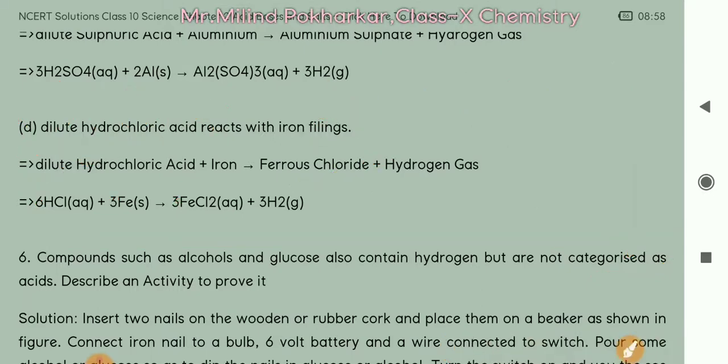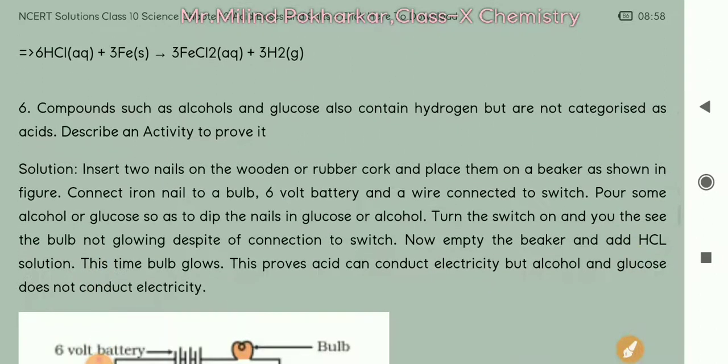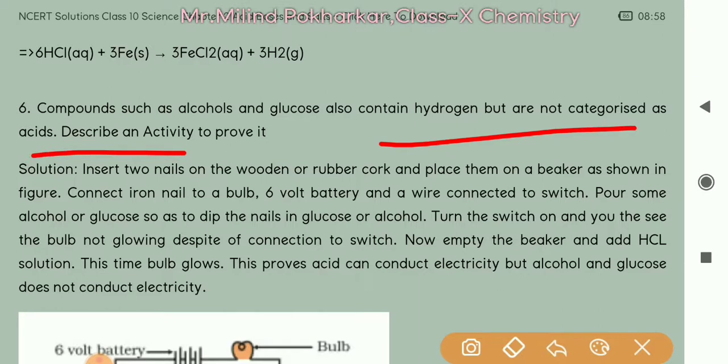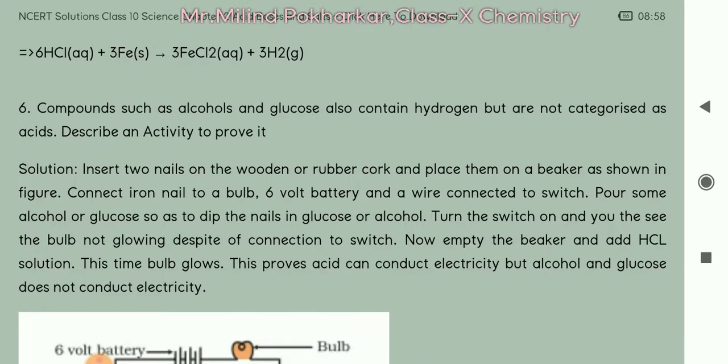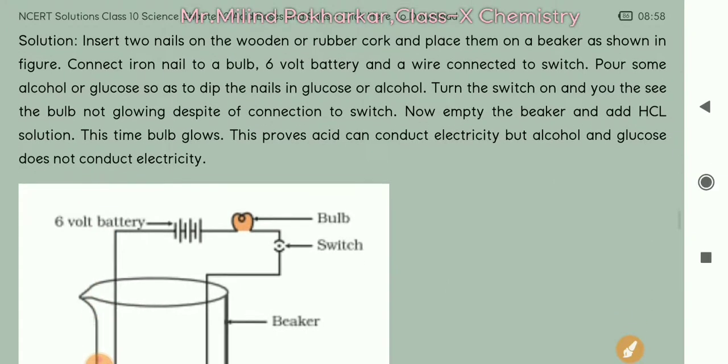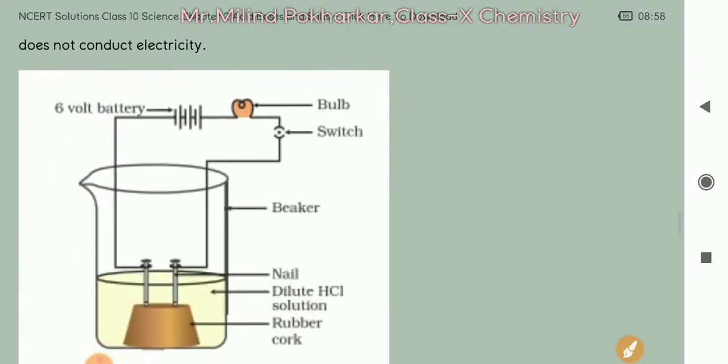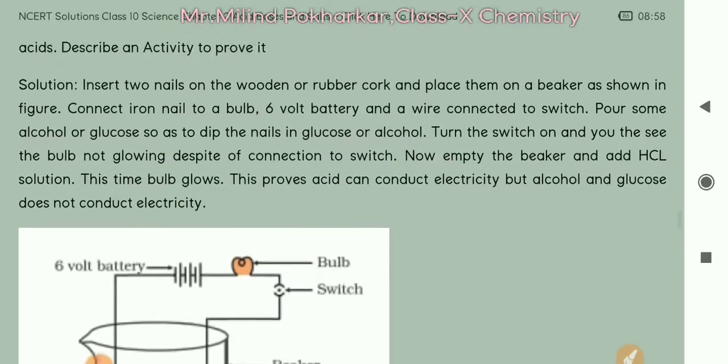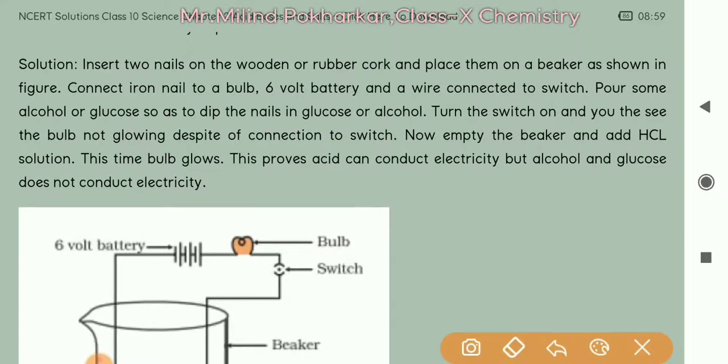The next question is: compounds such as alcohols and glucose also contain hydrogen but are not categorized as acids. Describe an activity to prove it. For this we need to write an activity. This is how we can do it. We have to make an electrolytic cell. Insert 2 nails in a wooden or rubber cork and then place it in the beaker as shown in the figure.